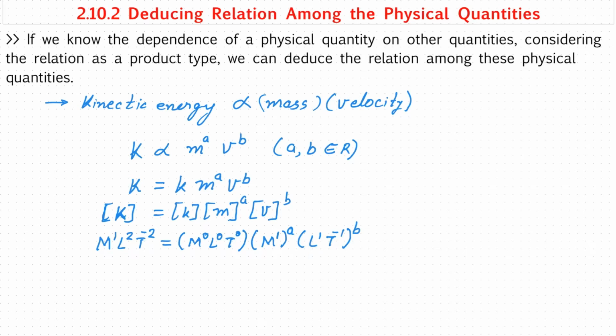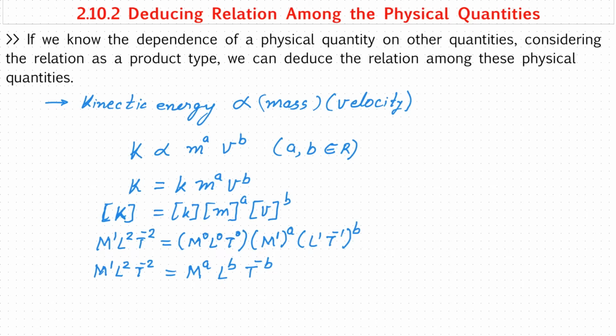Now we can simplify this and can write the left side as it is, M1 L2 T minus 2, but now the right side can be written as M raised to a. See, here this is M raised to 1 and raised to a, so it gives us M raised to a, and L raised to b. Again, this is L raised to 1 raised to b, so it is L raised to b, and T raised to minus 1 raised to b, so it will give us T raised to minus b.